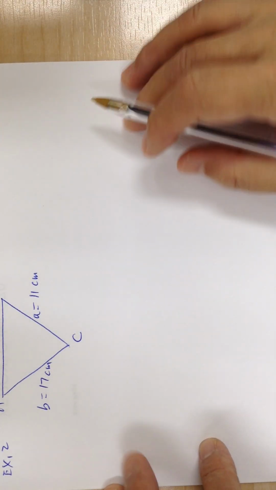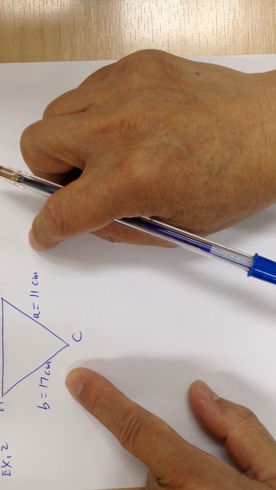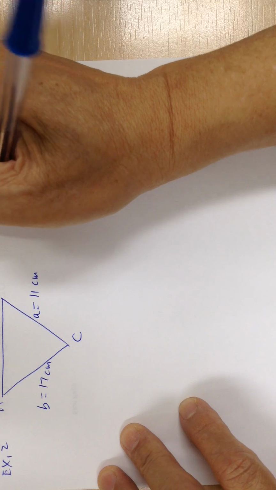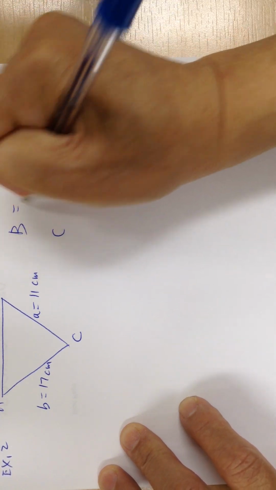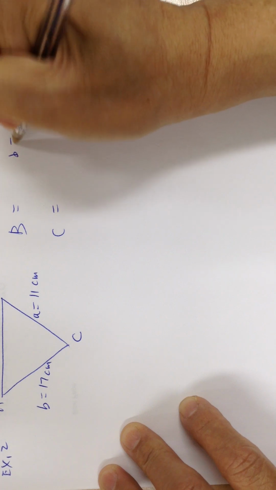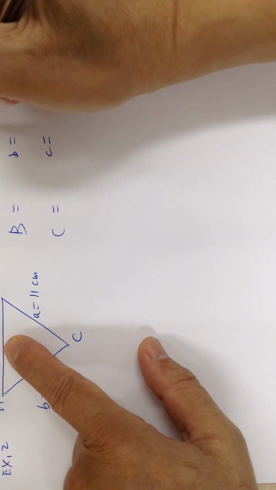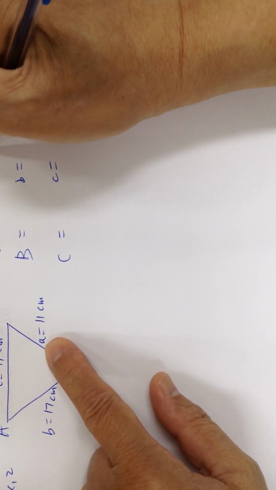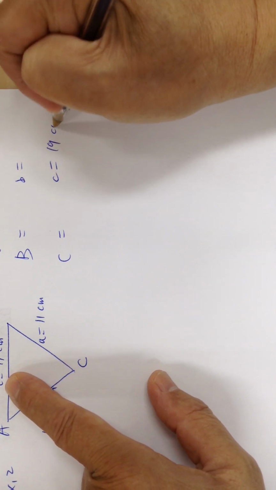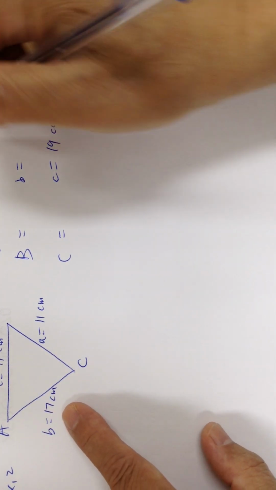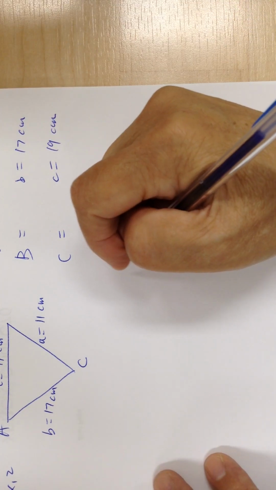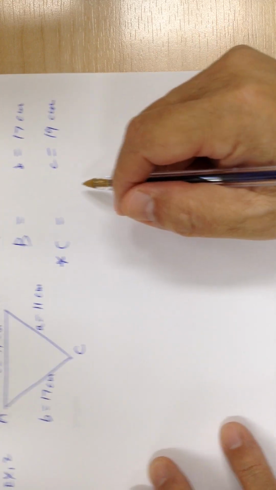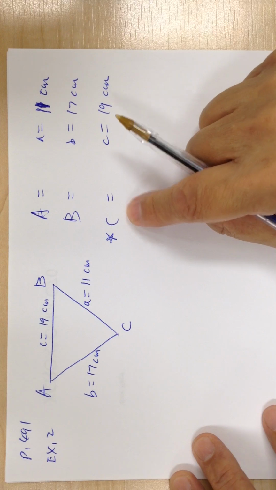Anyways, over here, you're looking for the measure of angle C. Again, you start with A, B, C. So A equals 11, C equals 19, and B equals 17 centimeters. You're looking for the measure of angle C, so you're looking for this one right over here. If you're looking for angle C, you have to start with C.